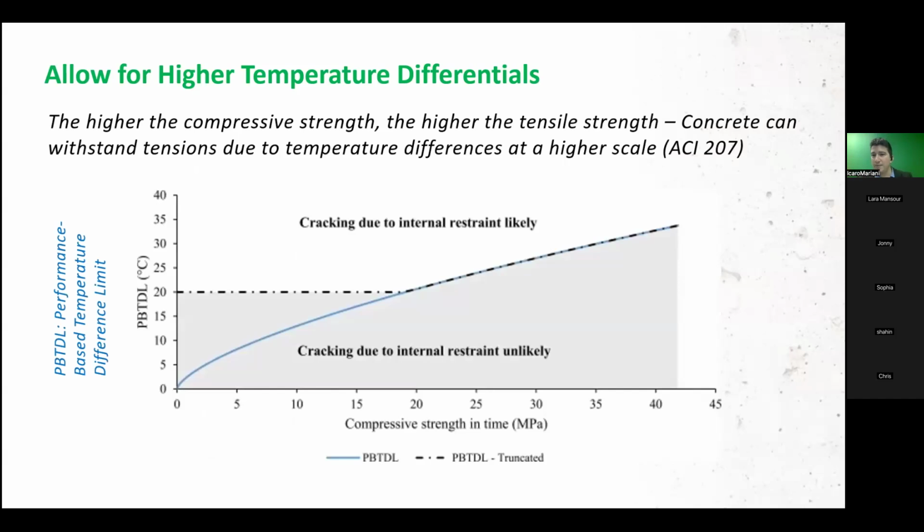If you know that you have enough strength in your element, it means that you can boost your differential from 35 Fahrenheit or 20 degrees Celsius to 25 to 30, and so on and so forth. As the sensors can measure your strength, they can tell you, okay, even though the temperature difference is very big, you are still safe because your concrete is strong enough to withstand the tensions it is being subjected to.